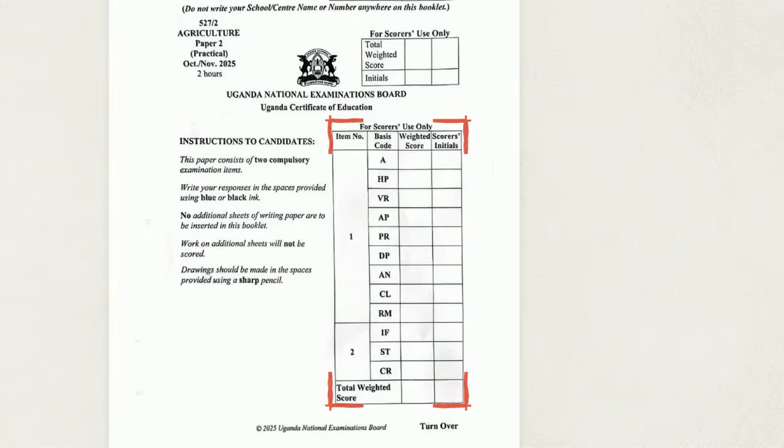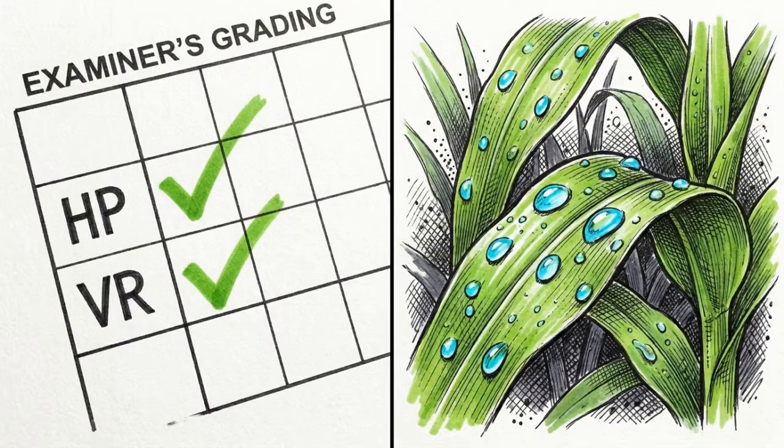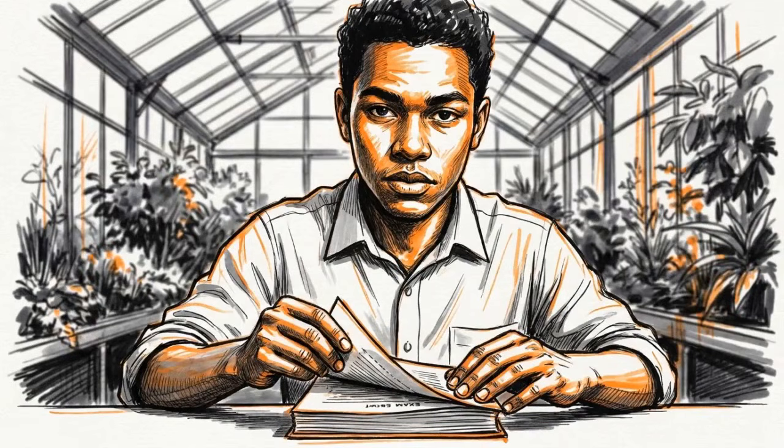These 4 scores use-only tables provide a technical roadmap for your answers. By addressing every implicit prompt in the grid, you demonstrate the skills of an agricultural problem solver. This systematic approach prepares you for the field.